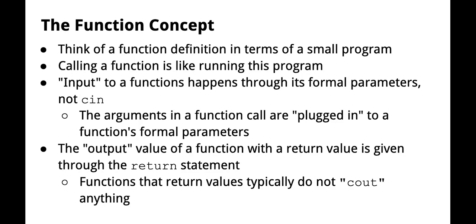The arguments in a function call are just plugged into those formal parameters, and the output a function gives you is typically not going to be within a cout statement in the function body itself. Somebody else is probably going to do the cout statement, like the main function. The output of a function happens through its return statement.